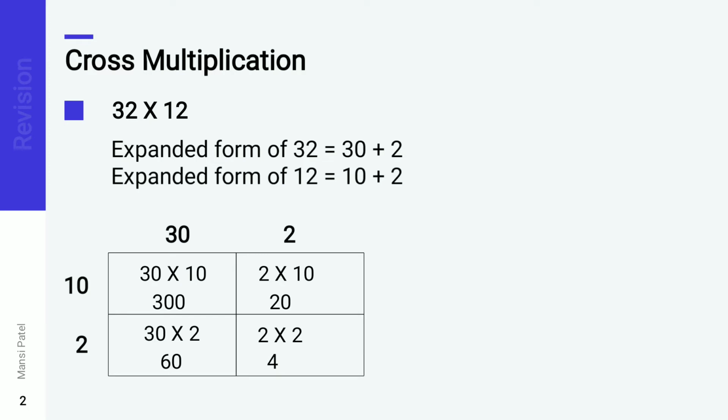Now what do we want to do? Now you have to add all these 4 numbers like this: 300 plus 20 plus 60 plus 4. Now 0 plus 0 plus 0 plus 4 is equal to 4. 2 plus 6 is 8, and 3 we write down as it is. So we can say that the answer of 32 multiplied by 12 is 384.